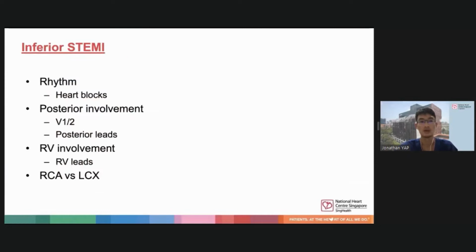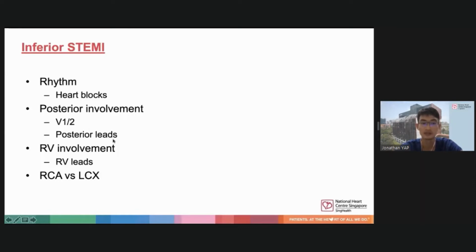And so in this ECG that we saw earlier, I think the majority of people can recognize it's an inferior ST elevation MI. And when we come to a case of an inferior ST elevation MI, we need to ask ourselves a few questions. One, what is the rhythm? Because we know that heart blocks and rhythm abnormalities are more prominent in the inferior ST elevation myocardial infarction. Second, besides the inferior injury, is there posterior involvement? How we do that is we look at leads V1 and V2, or we put on new posterior leads, and we'll come to that in a while.